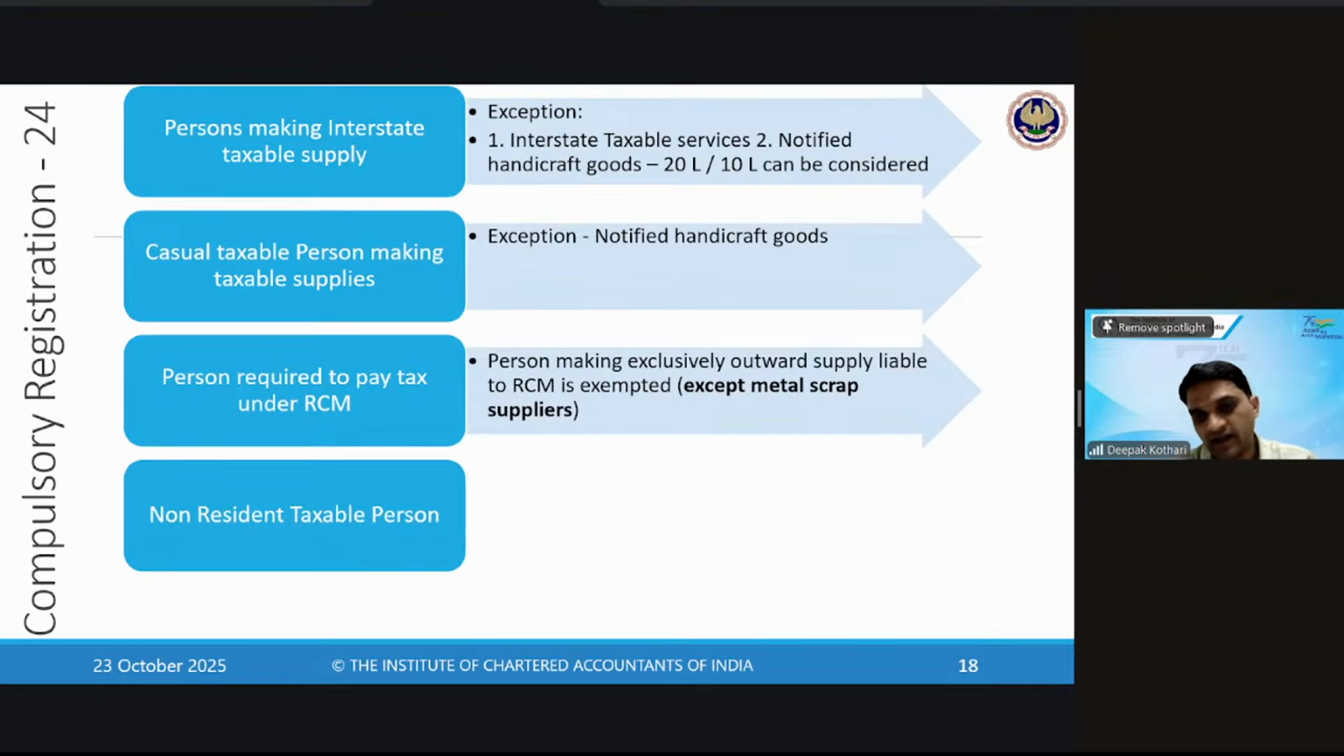Third is non-resident taxable person. Who is a non-resident taxable person? A person who is not resident of India. He is a resident of some other country and he's coming to India and selling some goods. So for him also no threshold limit.